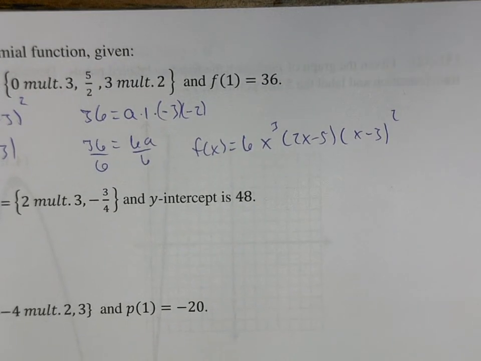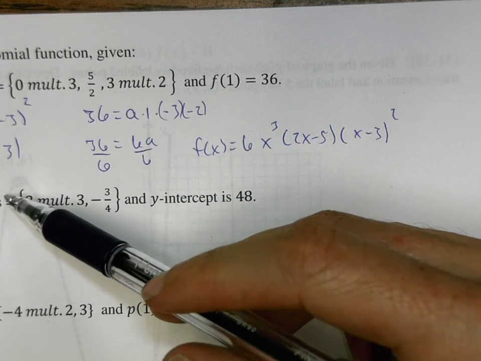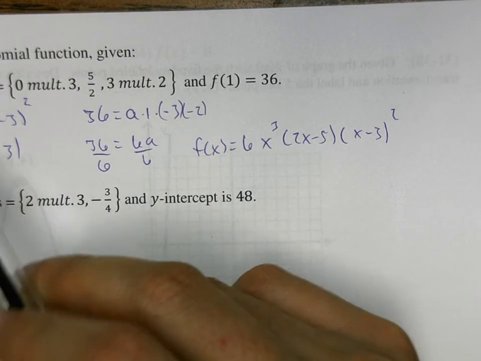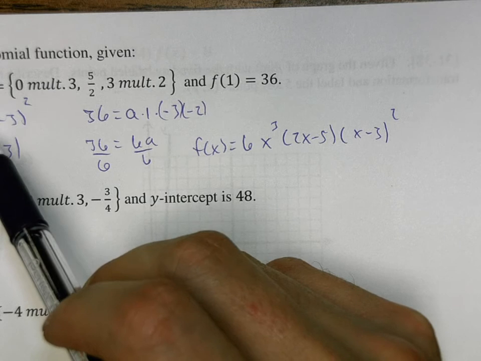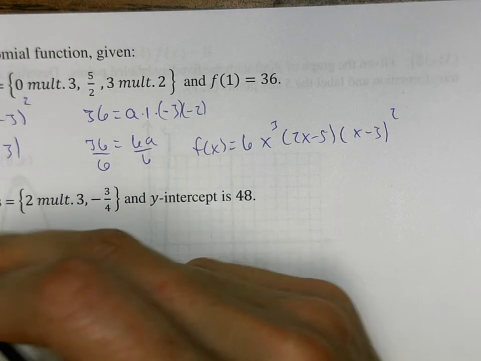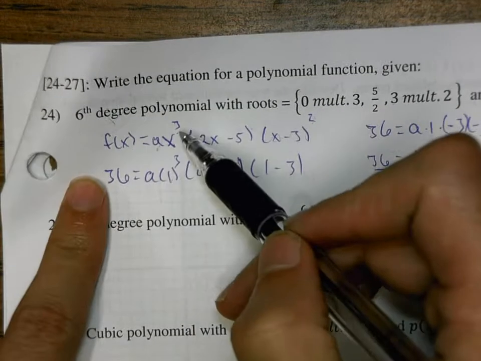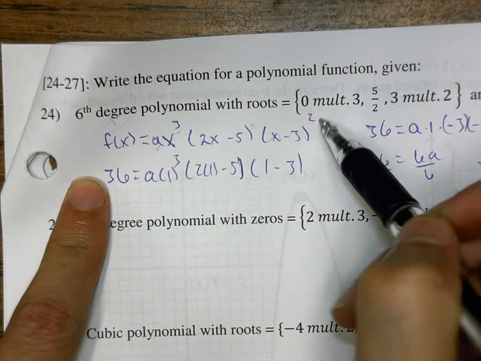Fourth degree polynomial function with zeros. By the way, the way that helps is that's a third degree, 1 degree, 2 degree: 3 plus 1 plus 2 is 6. That's how you can double check.